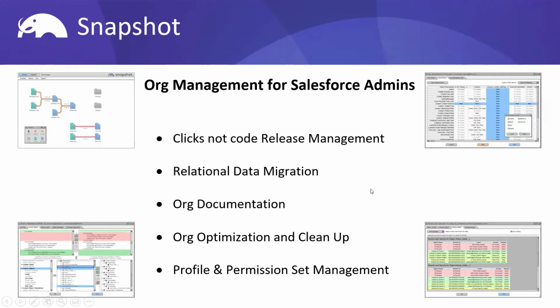Also, we do relational data migration. That means moving data, but keeping all the relationships between it when you move the data through orgs. And we also do lots of tricks with that, like scramble sensitive fields, map fields to different fields, or objects to different objects. So just a full featured data migration tool.